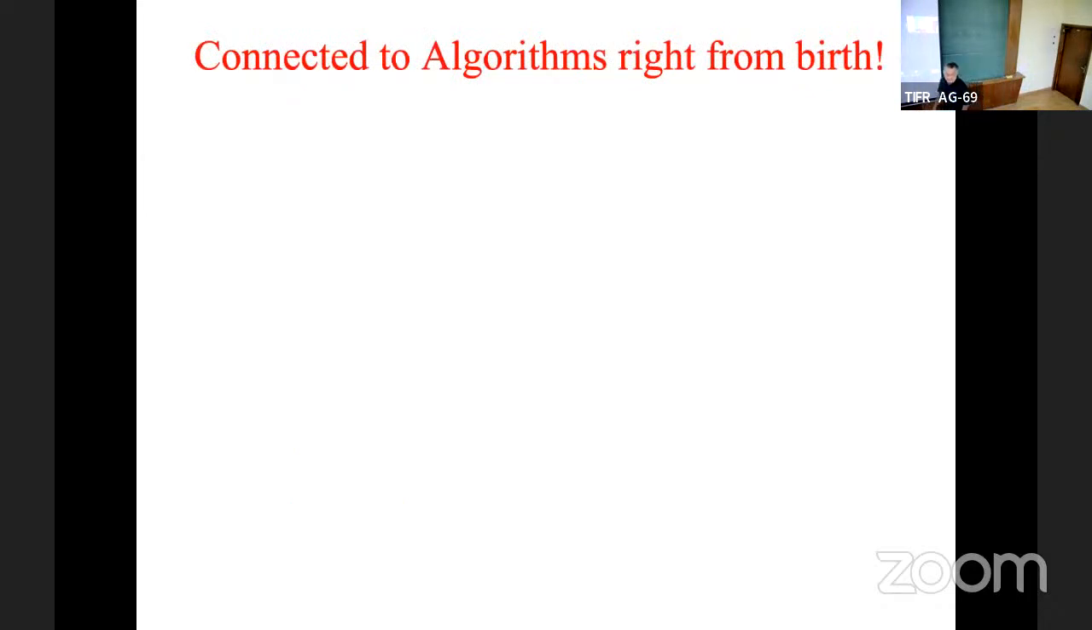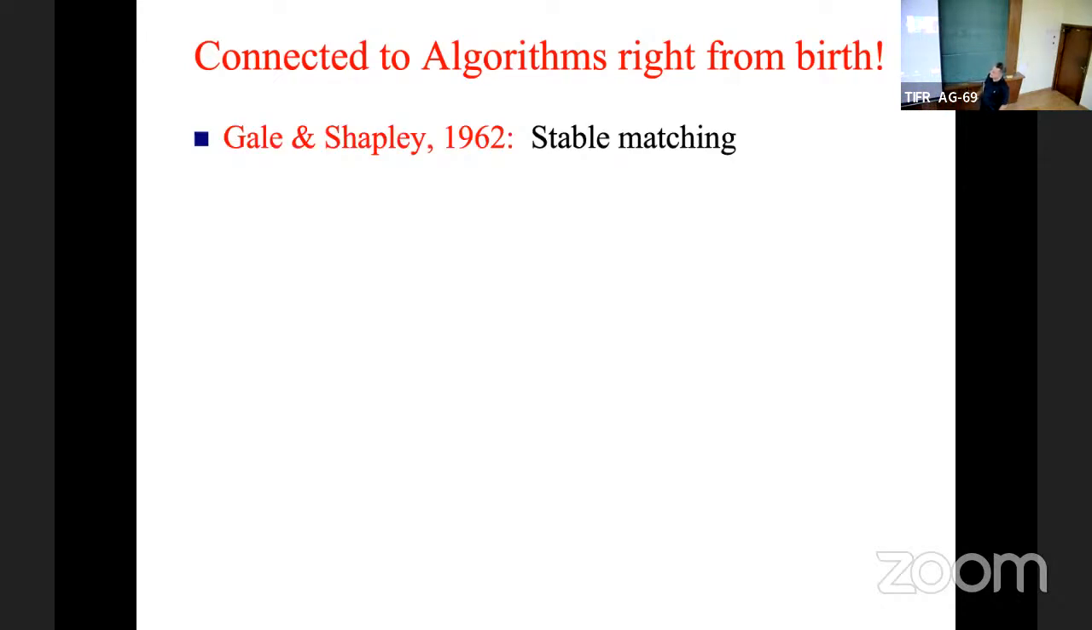The fantastic thing for us as computer scientists and algorithms people is that this field is connected to algorithm design right from birth. Because if you look at the Gale-Shapley algorithm for stable matching, they gave this deferred acceptance algorithm, which works in polynomial time. And at that point, polynomial time wasn't even defined. The definition came in 1965 with Edmonds.